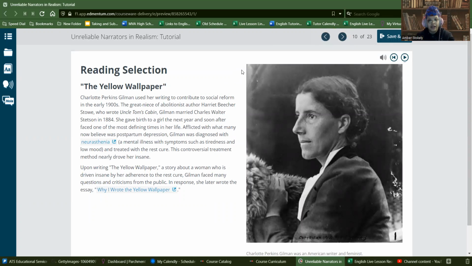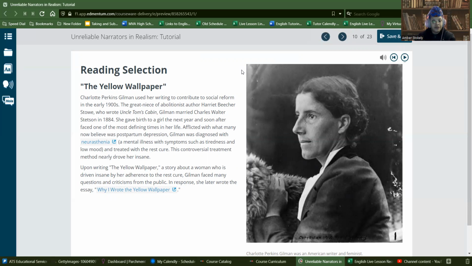Okay, so the reading selection for this lesson is The Yellow Wallpaper. Some of you who have taken English classes at brick and mortar schools may have already read this story. This is definitely a story that has an unreliable narrator. It's a very famous story for showing off that fact. So we get a little information about the author before we go into the reading.